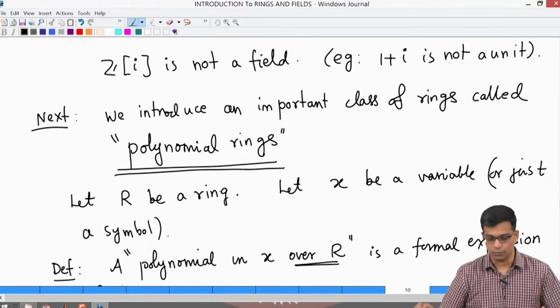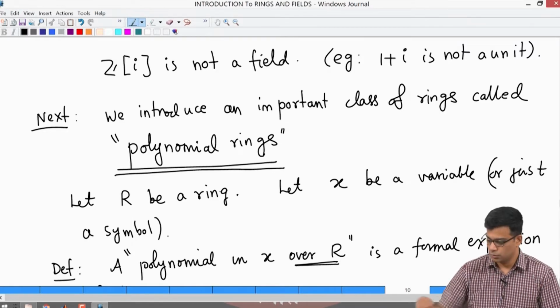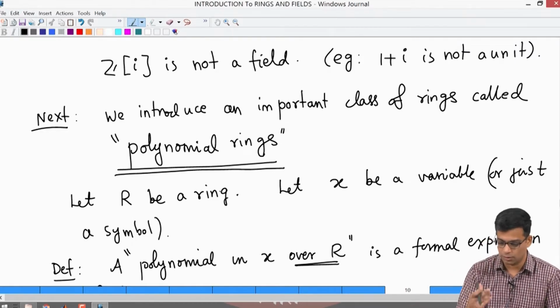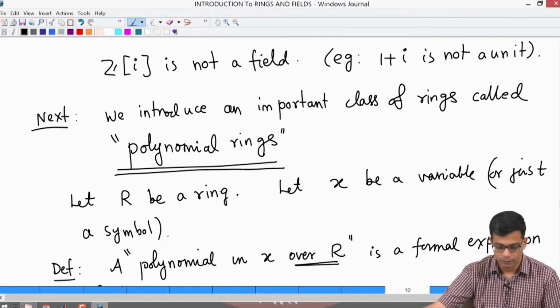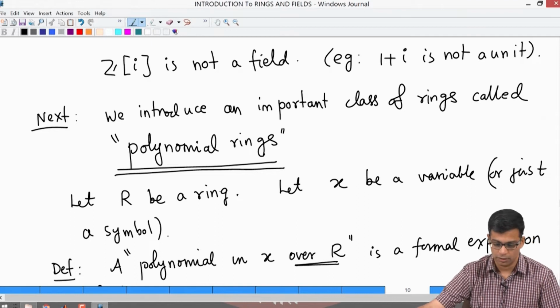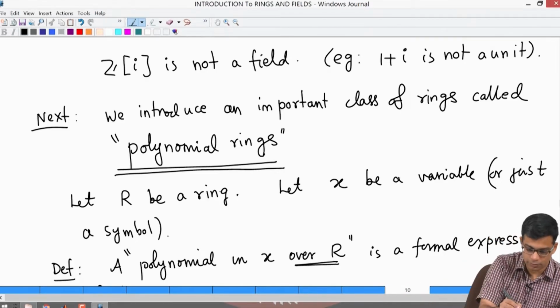So let's continue with our study of polynomial rings. In the last video, I talked about what polynomials over a ring are. So let's quickly recall that. And then today we will discuss that, and we will make it a polynomial ring.